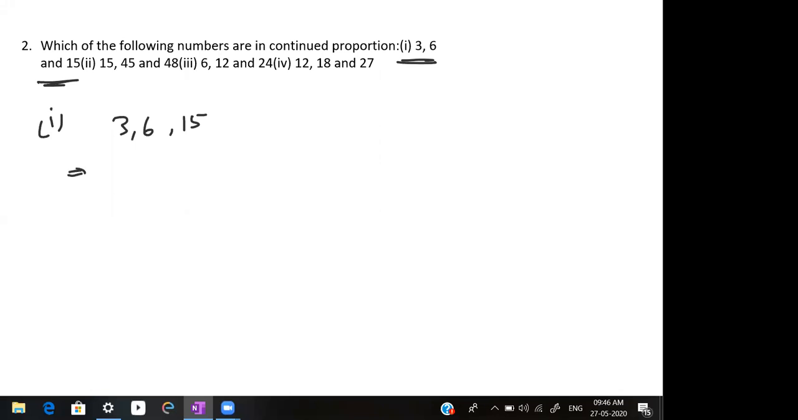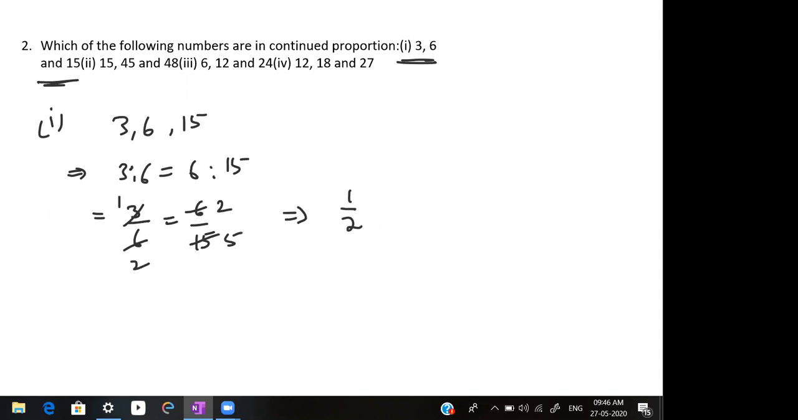If they are in continued proportion, how can we write it? We can write 3 ratio 6 is equal to 6 ratio 15. Now 3 upon 6 is equal to 6 upon 15. Reduce them. 3 ones are 3, 3 twos are 6, and 3 twos are 6, 3 fives are 15. So we have got 1 upon 2 and 2 upon 5. Of course, they are not equal to each other. It means they aren't in proportion. Clear? They are not in proportion.